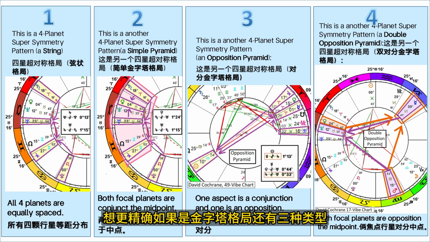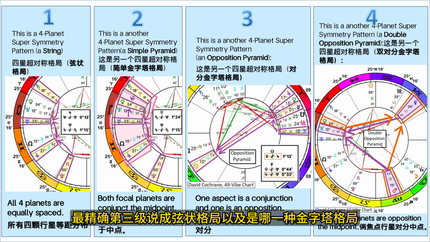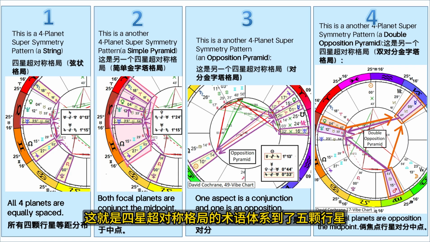If you want to be even more specific, and it's a pyramid, there are 3 kinds of pyramids. So you have 3 levels of how specific you want to be. Number 1, just call it a 4-planet supersymmetry pattern. Number 2, call it a string or a pyramid. Or number 3, the most specific, is you can call it a string and which kind of pyramid it is. That's what happens with 4-planet supersymmetry patterns.